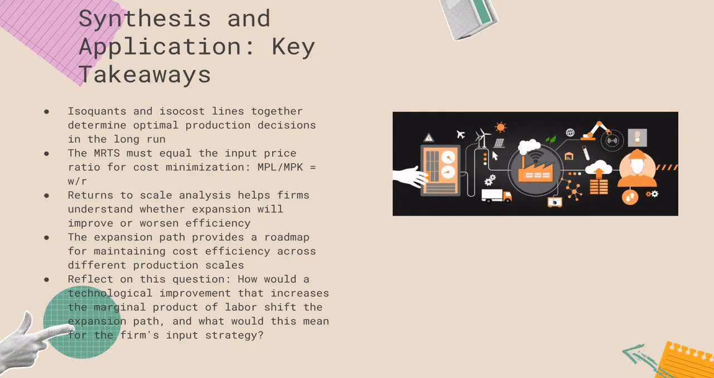In summary, isoquants and isocost lines determine long-run optimal production. Cost minimization requires MRTS to equal the input-price ratio. Returns to scale analysis and the expansion path provide a roadmap for maintaining cost efficiency across different scales of production.